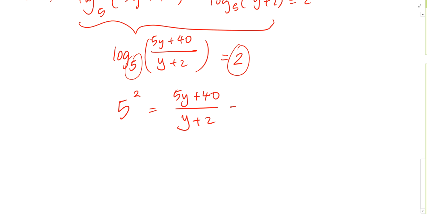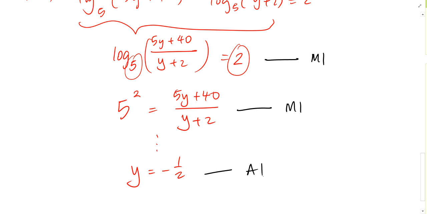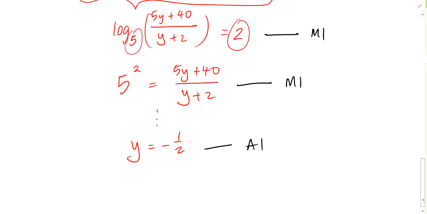So this is equal to 25. You just carry on, you will get y equals negative half. Where the marks are allocated, this is the first method mark. Next, when you are able to convert, and this is the final answer mark.